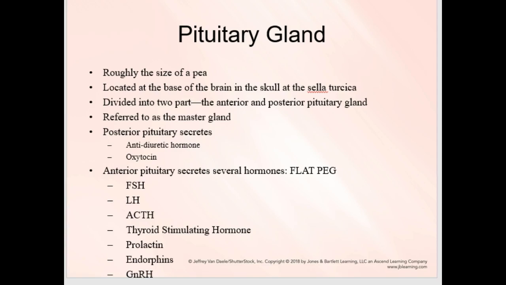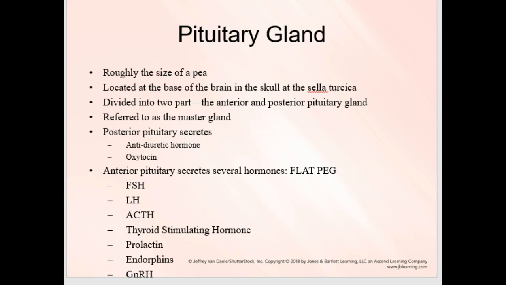anterior and posterior. Posterior, I mentioned earlier, is mostly nervous tissue. It is nervous tissue. Anterior is made up of a bunch of cells. So the anterior can create its own hormones. The posterior cannot. It stores its hormones. It's referred to as the master gland because, as you will see in the hormones that I'm going to show you in a little bit, it controls a lot of things.